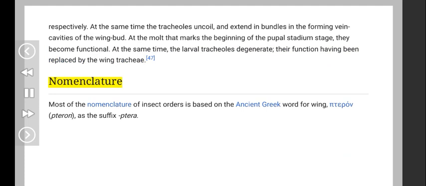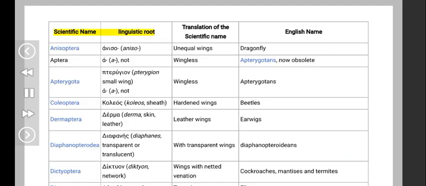Nomenclature. Most of the nomenclature of insect orders is based on the ancient Greek word for wing, pteron, as the suffix ptera.